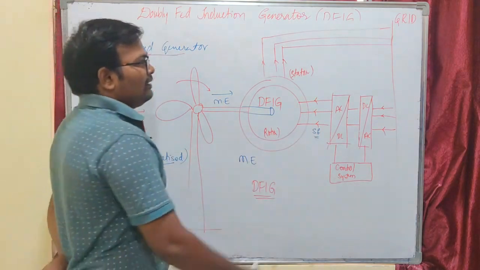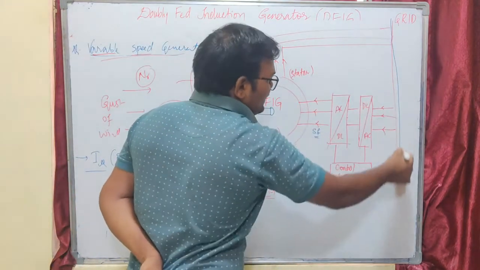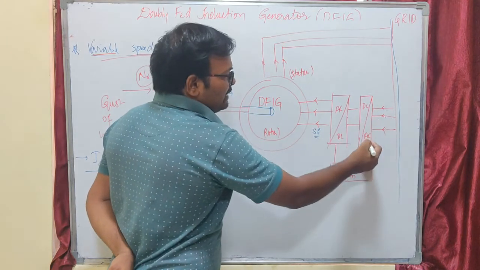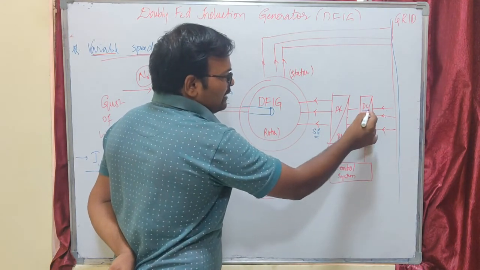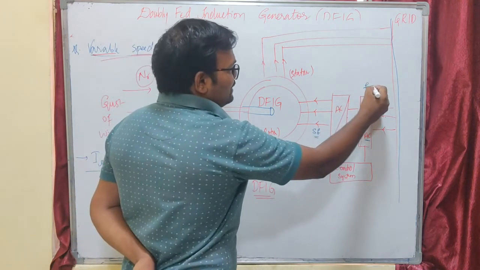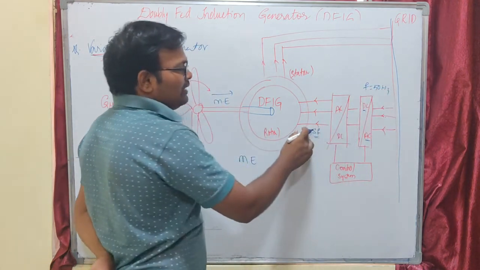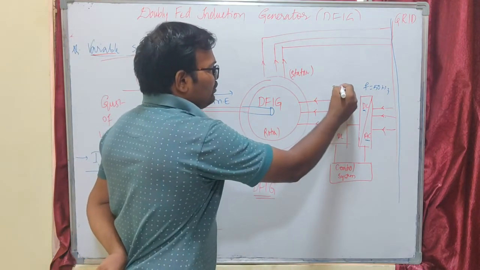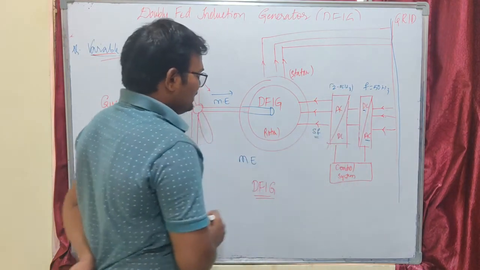Here, this line is the grid. We take 3-phase power from the grid, and that is converted from AC to DC here, and again converted from DC to AC. Why is it happening? Because our supply frequency is 50 Hz, and we need a slip frequency for our rotor, so we have to reduce that frequency to around 2 to 5 Hz. That is only possible with a DC link conversion.